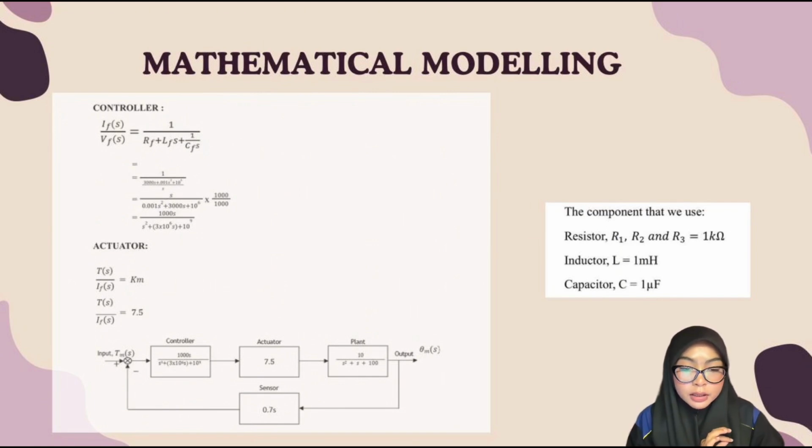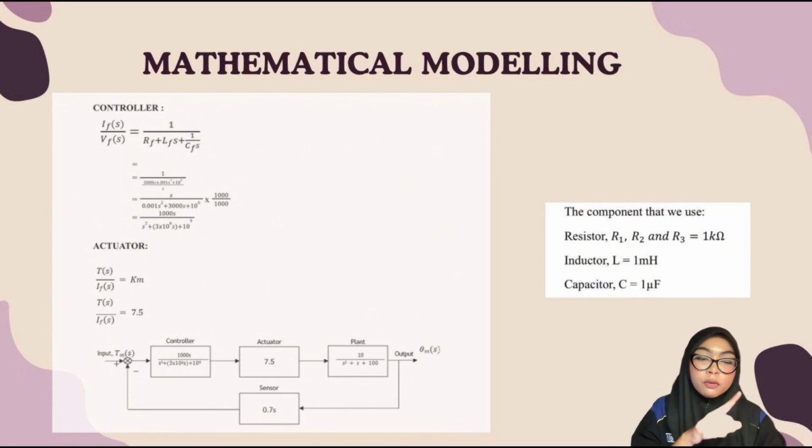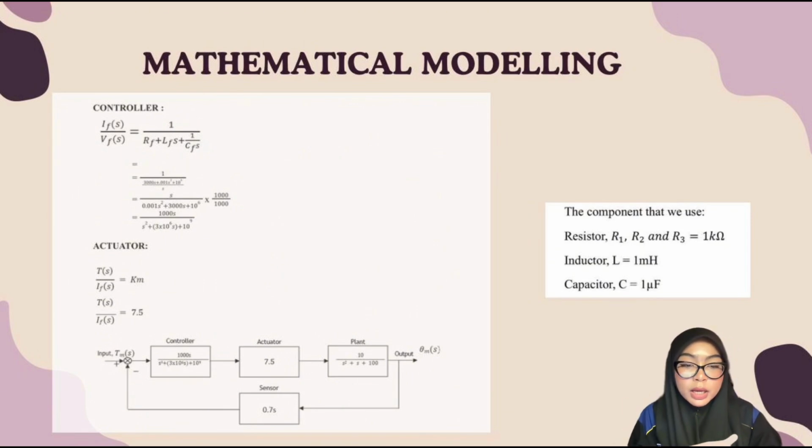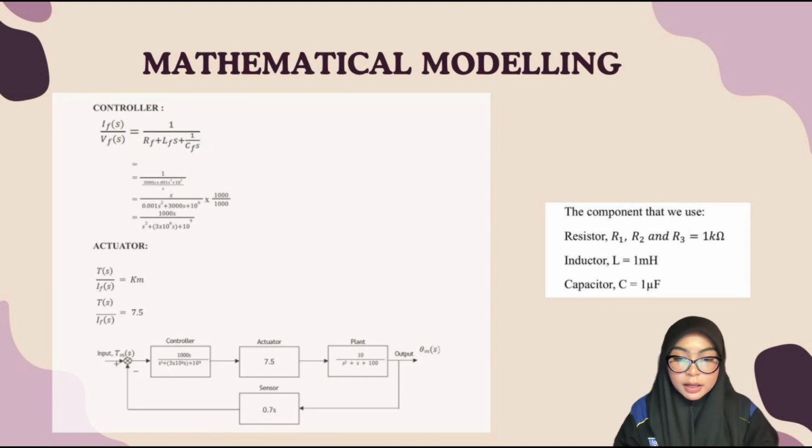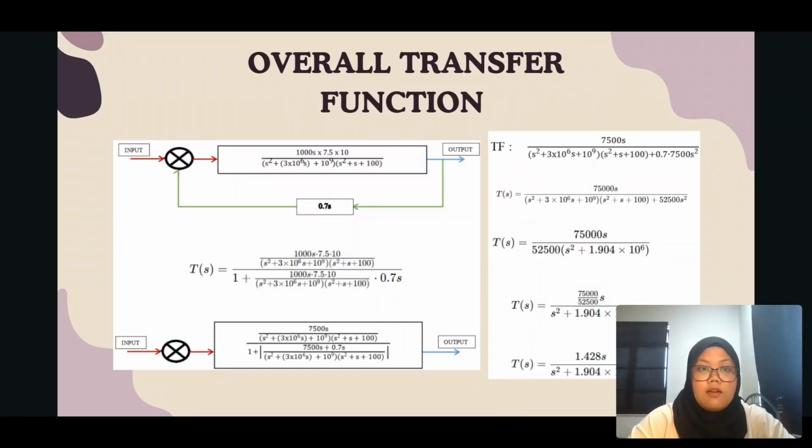And then the inductor value is 1 mH, and the capacitor value is 1 microF. And then for the actuator, we use the low back EMF DC motor. So the value is 7.5, and our plant is 10 over s squared plus 2s plus 100. And that's all for our mathematical modeling. So I'm going to continue with the overall transfer function part.